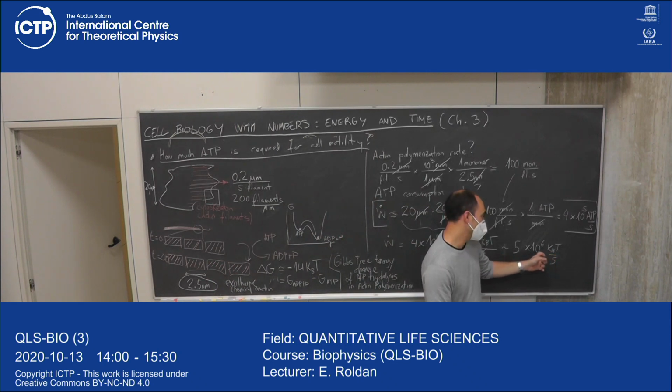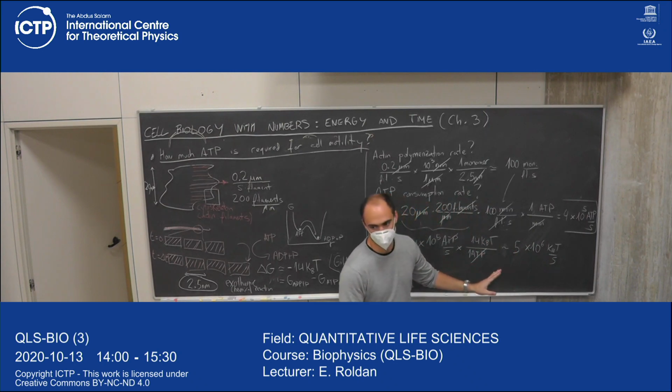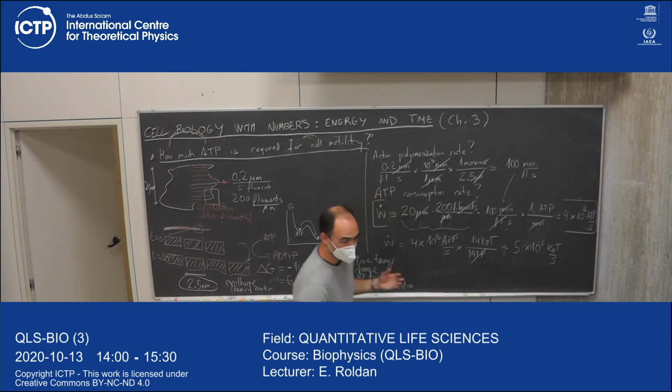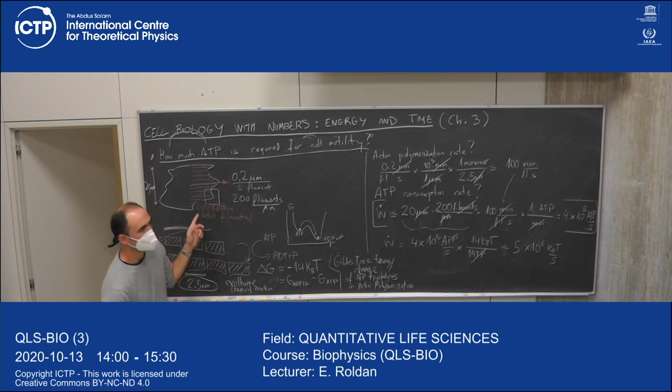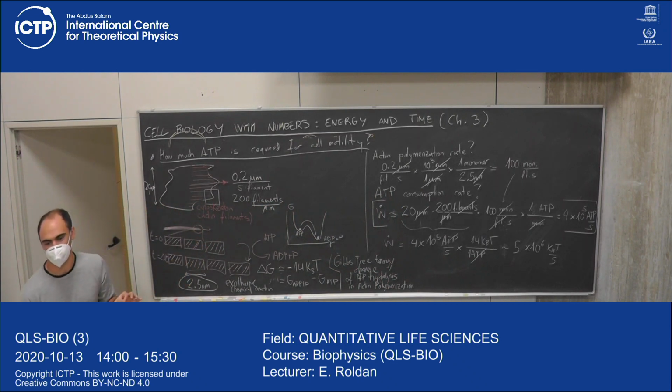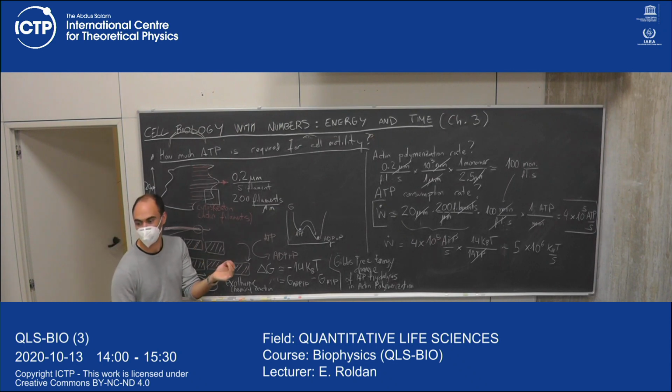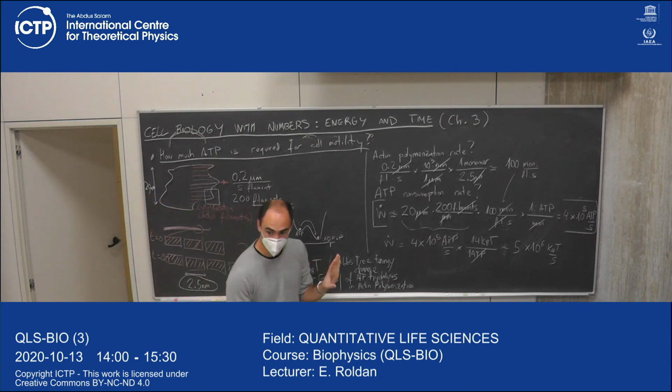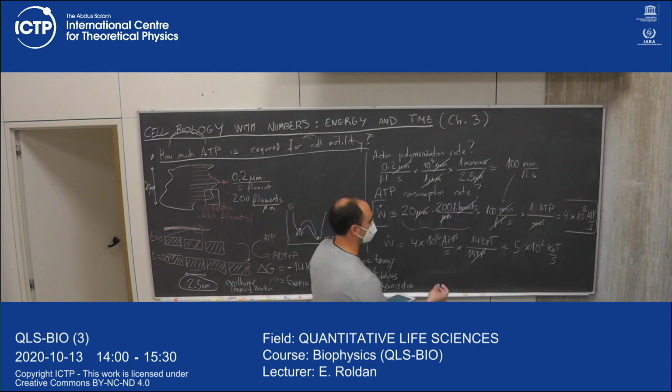You see that the motor, to make a step, takes 1 kT, more or less. A cell, to move, requires millions of kT. It requires much more energy than one single motor to move. This is important for you to know. This is a bigger object, it requires more molecules, it requires also more energy. So, as expected.